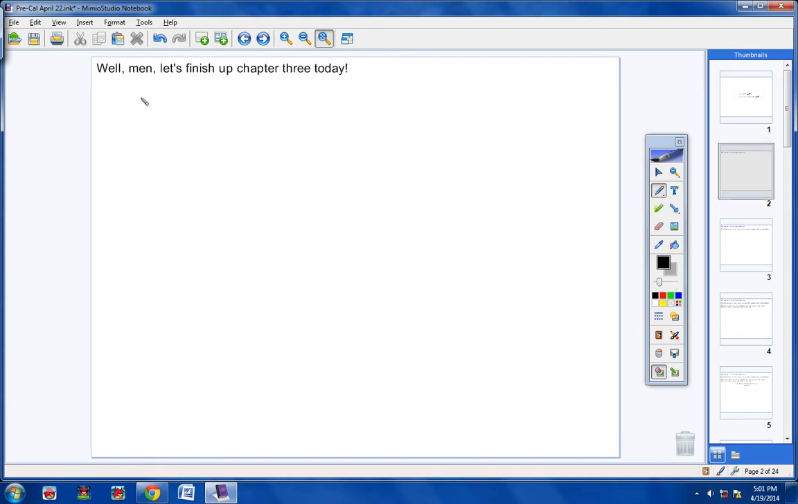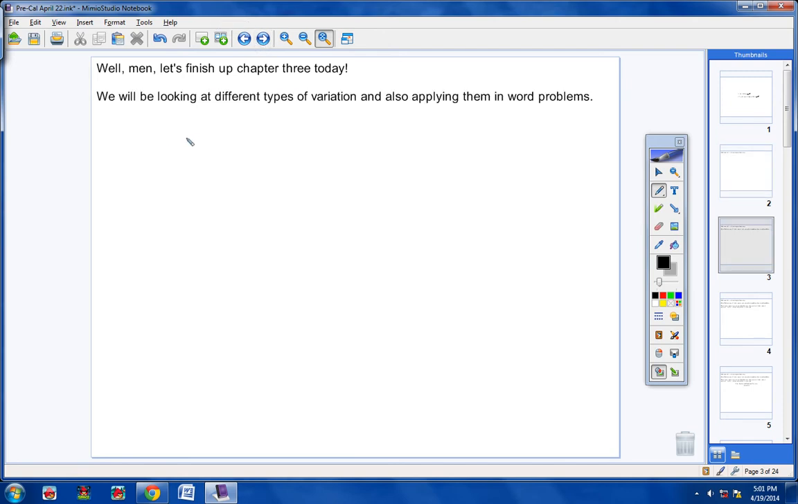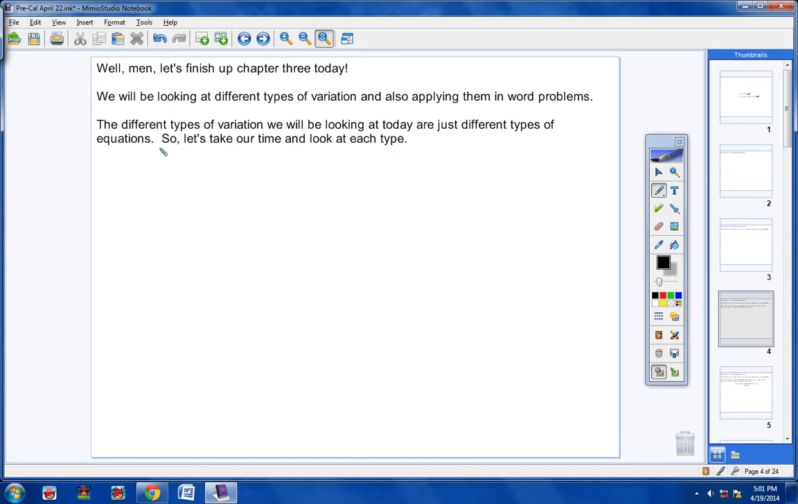Well, let's go ahead and finish up chapter 3 today. So we are going to finish chapter 3. We're doing well. We're moving right along. We're going to be looking at different types of variation and also applying them in word problems. The different types of variation we will be looking at today are just different types of equations. Okay, let me say that again. The different types of variation we will be looking at today are really just different types of equations, so don't be concerned about this. It's pretty simple.